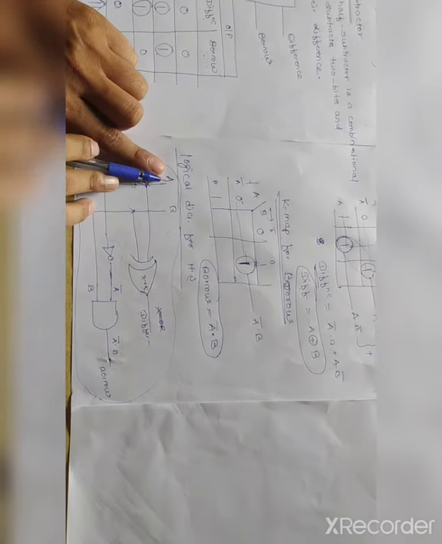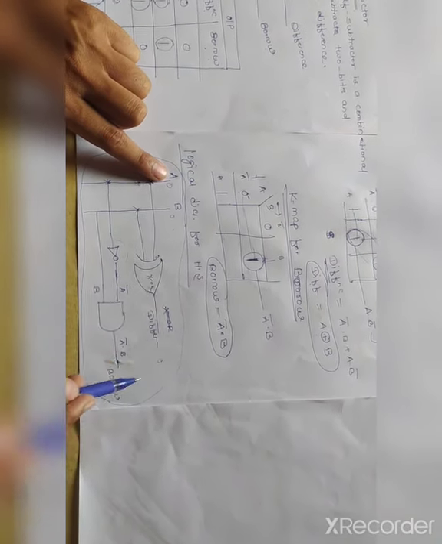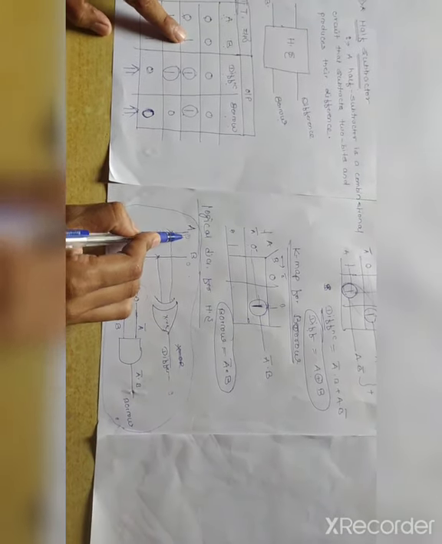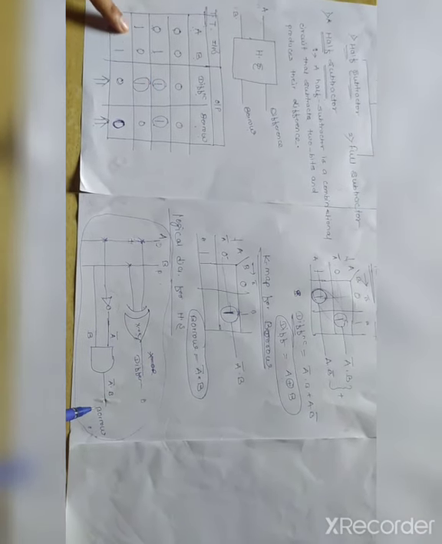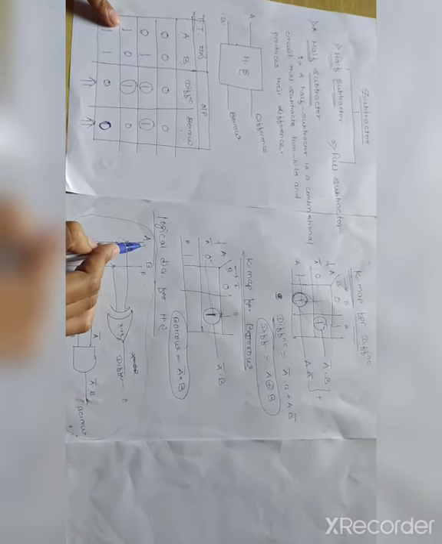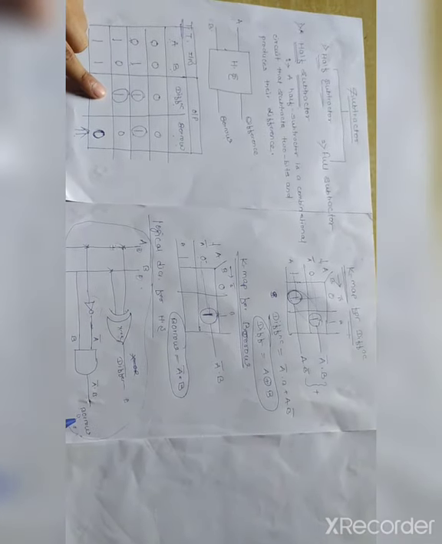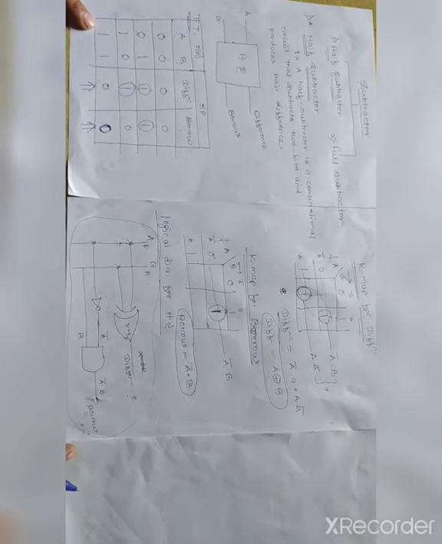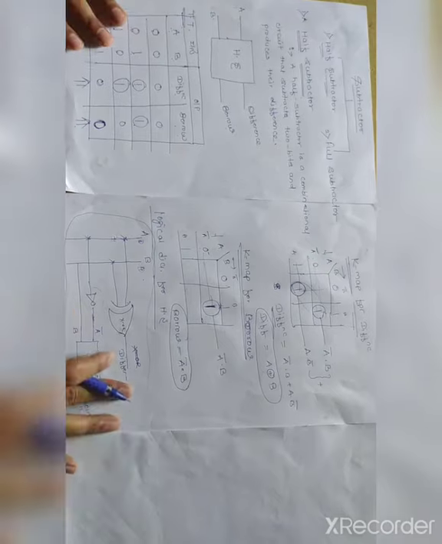If you are giving the inputs 0 0, you are getting the outputs 0, 0. If you are giving the input 0 and 1, you get the output 1 1. If you are giving the input 1 0, you get the output 1 0. If you are giving the input 1 1, you get the output 0 0. Okay. Now that is all about the half subtractor.